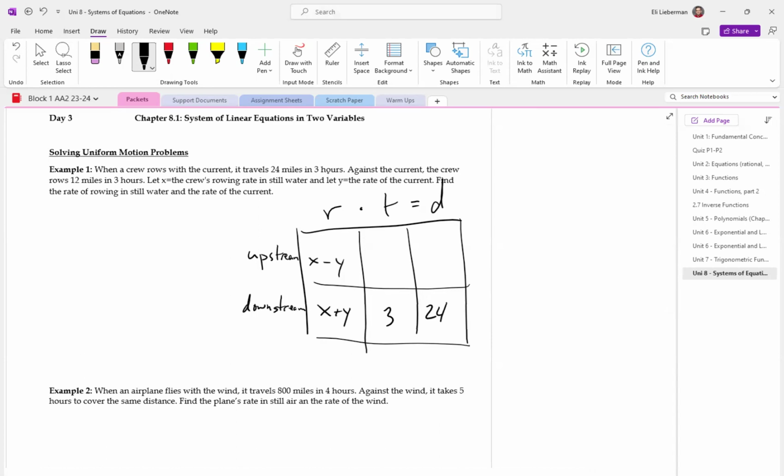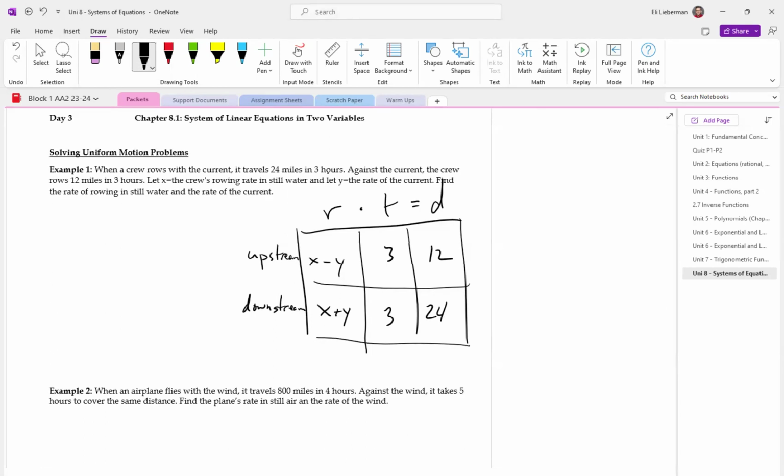And then the other one, it says the group goes 12 miles in 3 hours. So you see where that's gonna go. 12 miles in 3 hours. And now we have all this information, Sienna, thank you. All this information together, we can make a couple of equations, can't we?